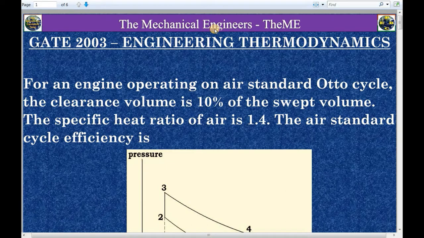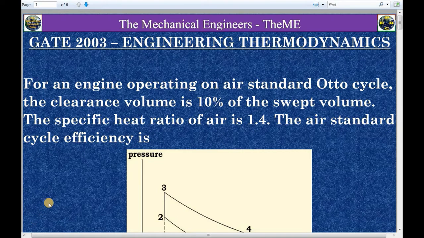So let's begin. First I will read the question. For an engine operating on air standard Otto cycle, the clearance volume is 10% of the swept volume. The specific heat ratio of air is 1.4. The air standard cycle efficiency is?